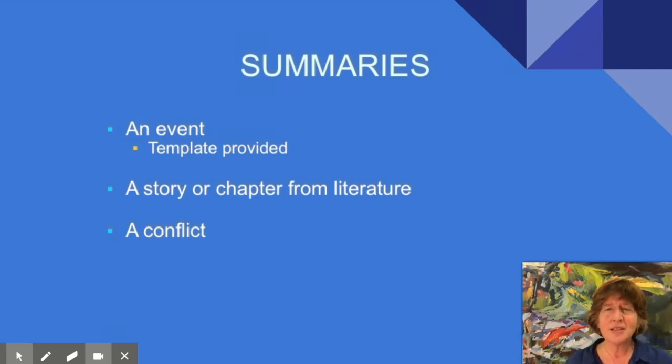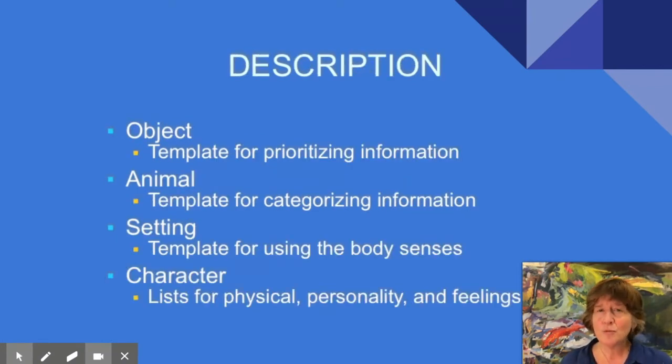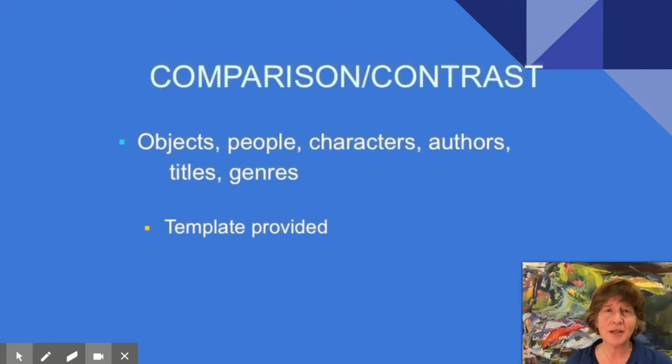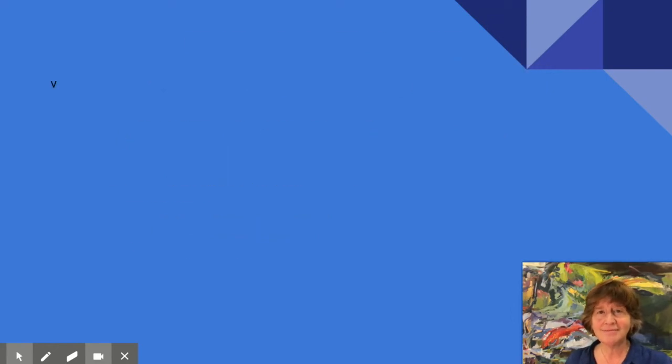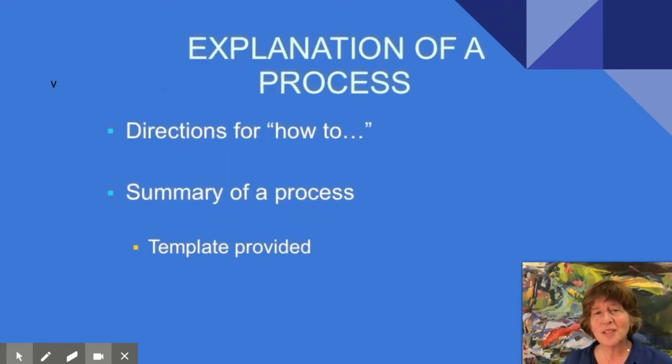There are summaries of an event, a story, a chapter in literature, or a conflict. We do description, definition and description of objects, animals, settings, and characters with templates for various things. Students learn to compare and contrast objects, people, characters, authors, titles, genres. Templates are provided. Also, students explain a process, its directions of how to.